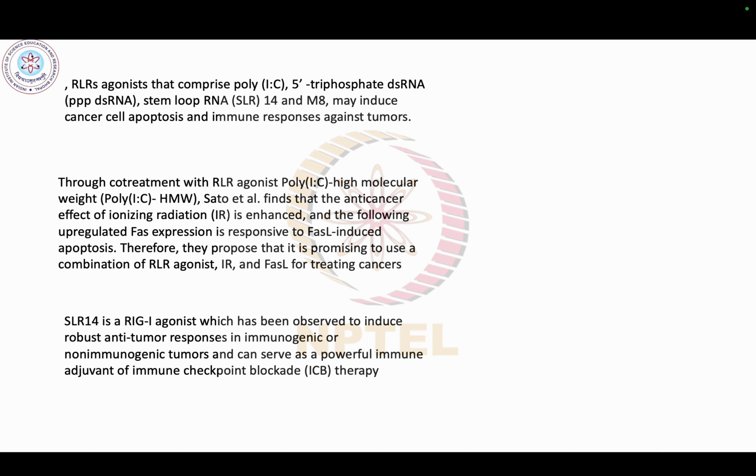So RLR agonists that comprise poly 5' triphosphate double-stranded RNA, stem loop RNA 14 and M8 may induce cancer cell apoptosis and immune responses against tumors, through co-treatment with RLR agonist poly IC HMW, poly IC high molecular weight.